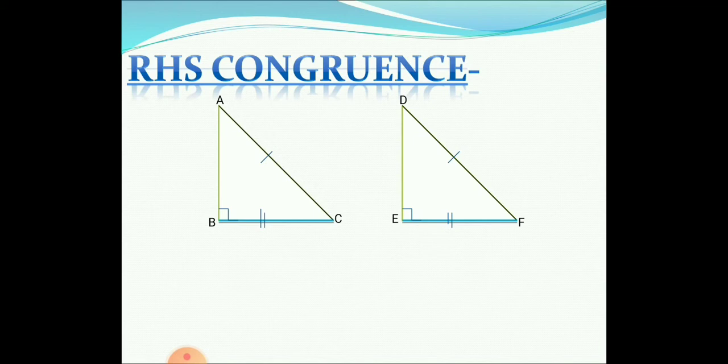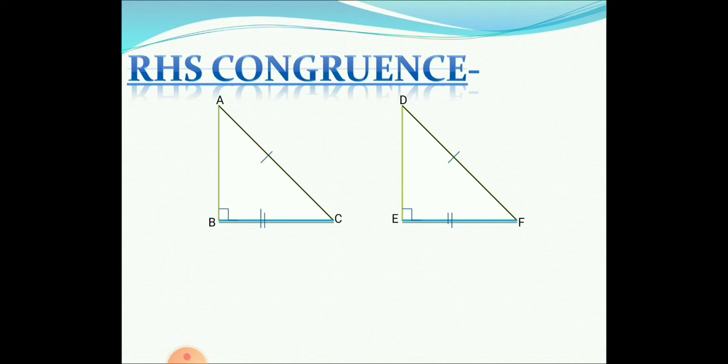Next is RHS congruence. If in two right triangles the hypotenuse and one side of one triangle are equal to the hypotenuse and one side of the other triangle, then the two triangles are congruent.